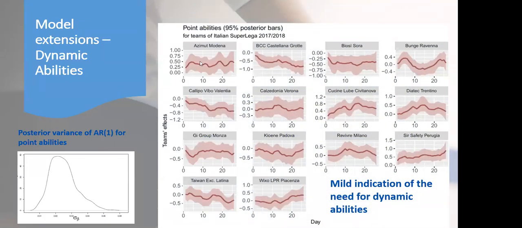And here you can see these point abilities for each team, how they change. If you notice, there are some variabilities, of course, but the differences are not so great. And this is the random effect here. You will see again, the standard deviation is very, very small.